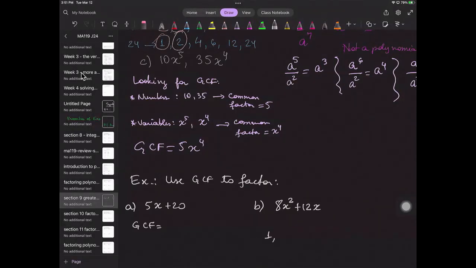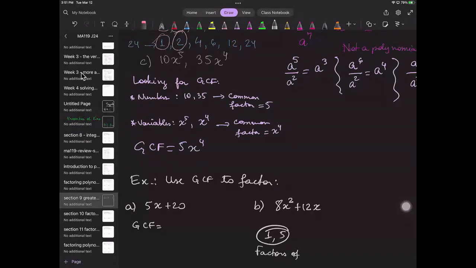So the number that divides 5 and 20. Number 1 divides 5 and 20. 5 divides 5 and 20. But no other number divides at the same time 5 and 20. There are numbers that divide just 20 and numbers that divide just 5. But together, 1 and 5 are the factors.